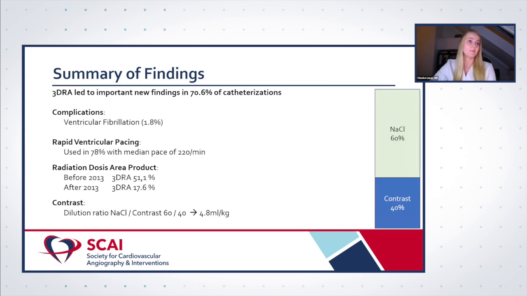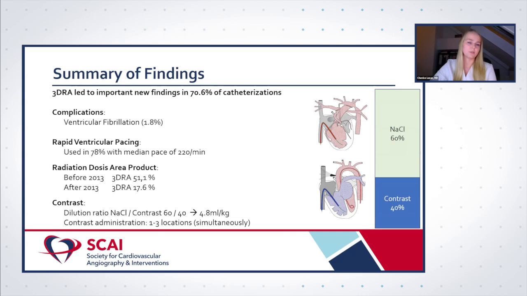And the median amount of contrast agent used in the initial 3DRAs was 28.5 milliliters, but we used a dilution ratio of saline to contrast of 60% to 40%. And that translates to a mean of 4.8 milliliters of pure contrast per kilogram. And contrast was usually simultaneously administered at 1 to 3 locations. And in most cases, 2 contrast administration locations were used at the same time.